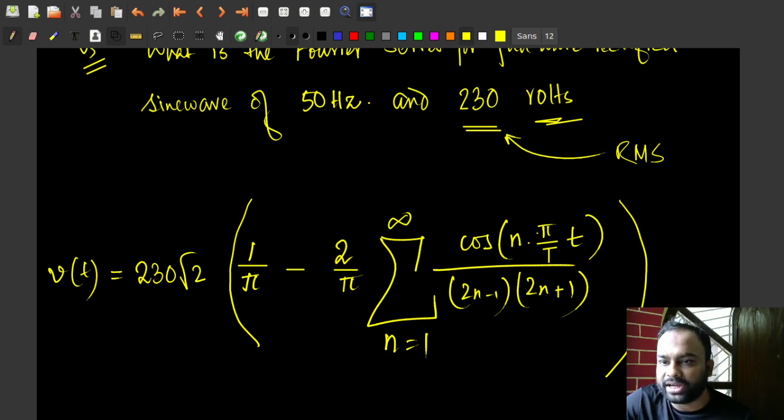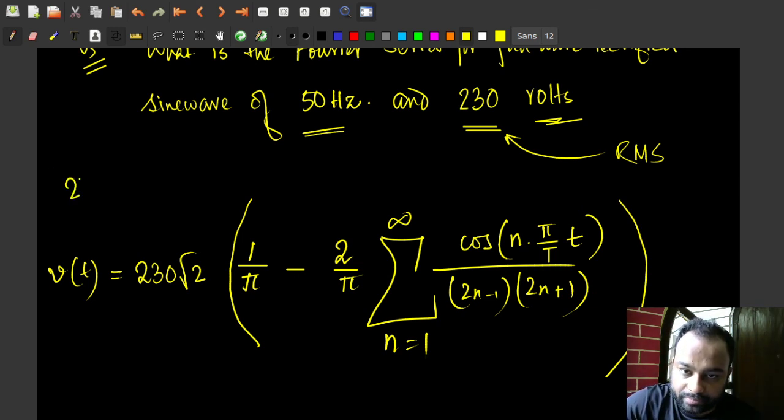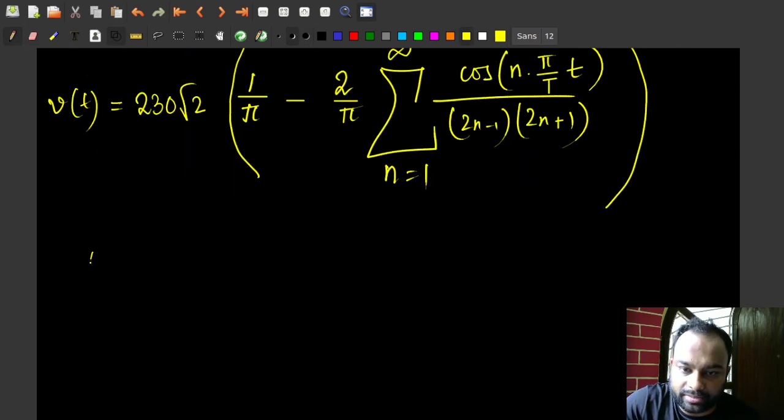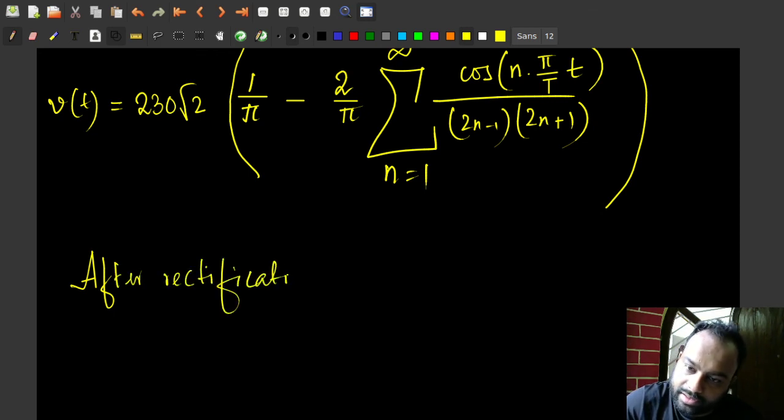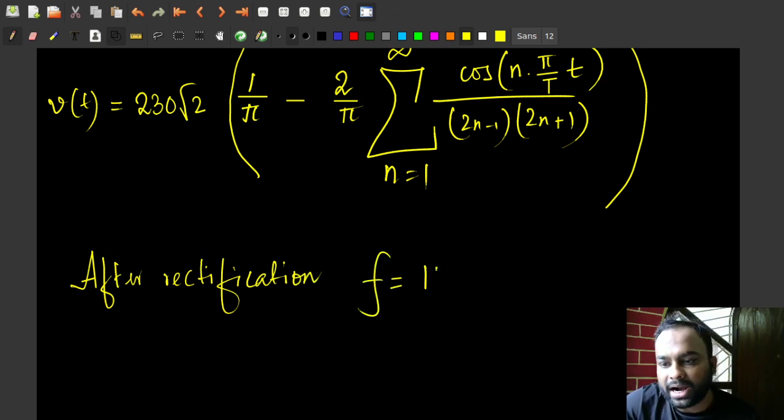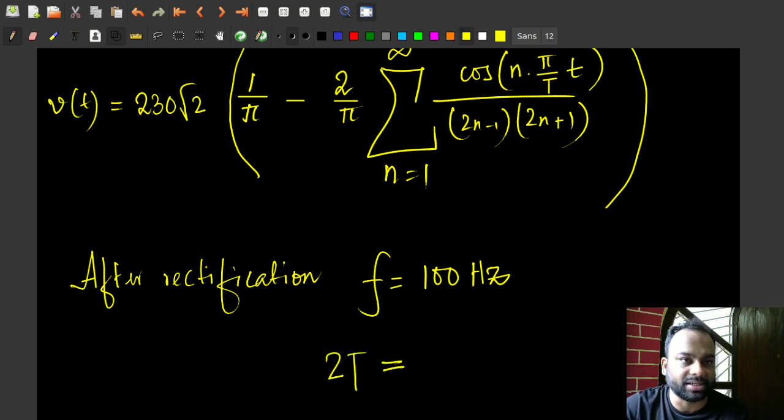And then we have to do a time modification here. So 50 Hertz. After doing a full wave rectification, the signal becomes 100 Hertz. Try to understand: whenever you are doing a full wave rectification, the frequency doubles automatically, and the time period halves. So what is the 2t for this rectified wave? After rectification, the frequency becomes 100 Hertz. So what is one full time period of this 100 Hertz signal?